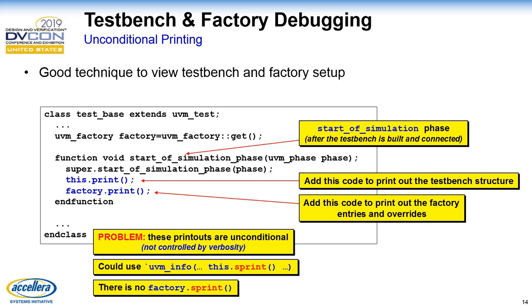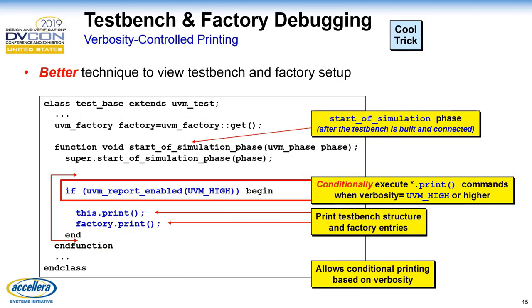I'd like to say this.print, to print out what my current test bench structure is, and I'd like to do a factory.print: what do I have currently stored inside of that factory? The problem is those printouts are unconditional. They're not under verbosity control. I could use an sprint for the this, and then I could put that under verbosity control, but there was no sprint for the factory, so that's coming out automatically.